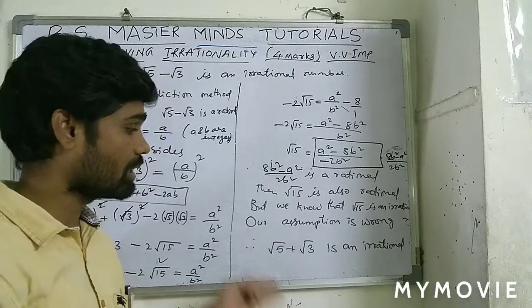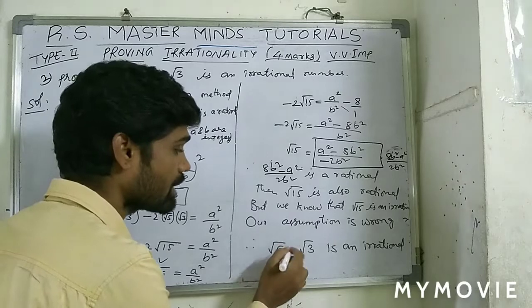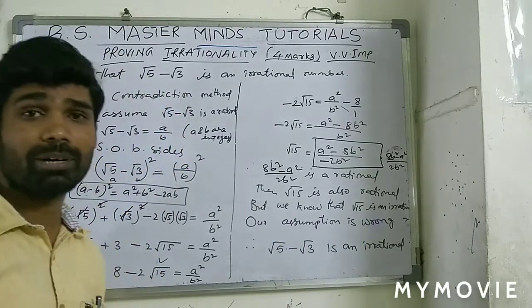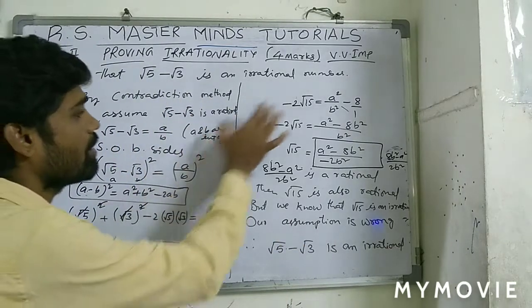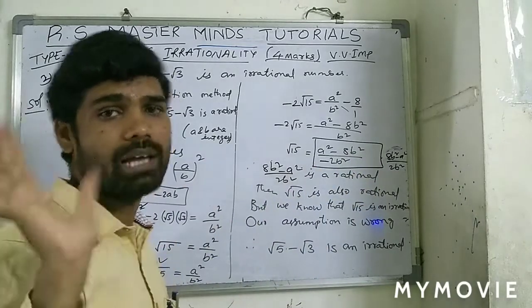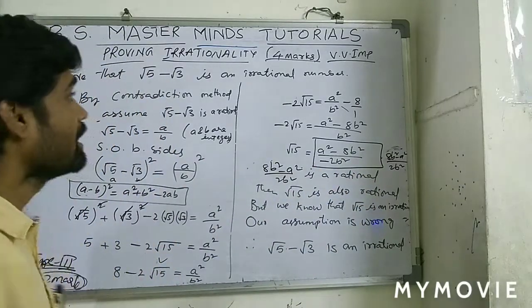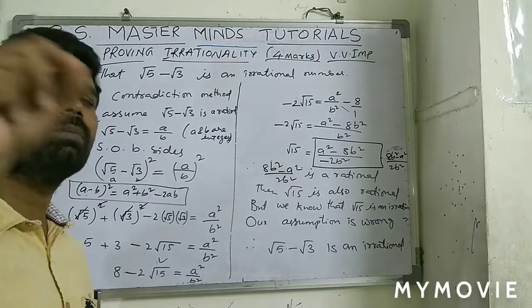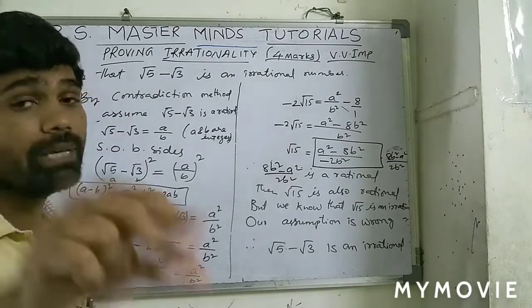Then our assumption is wrong. Then what is correct? Square root of 5 minus square root of 3 is an irrational number. There is no changing of any steps, only values. I hope you understand. Next, some more values will be added. How will the values be added?